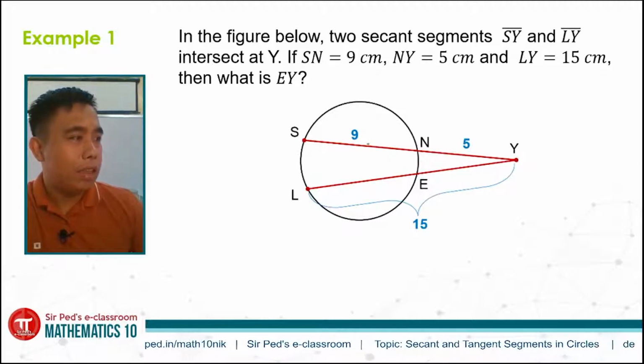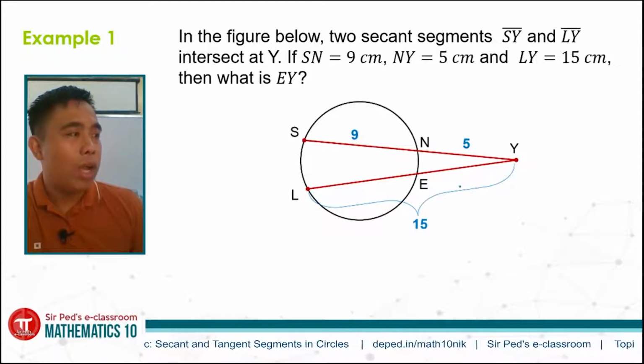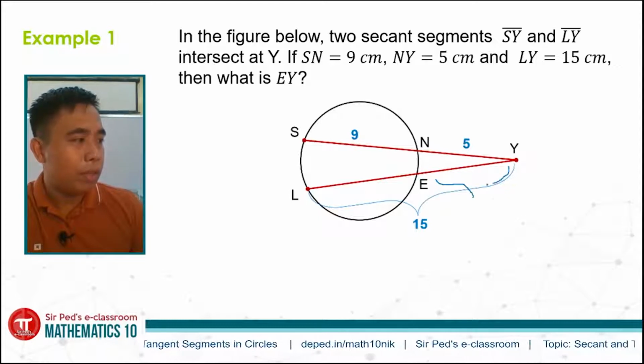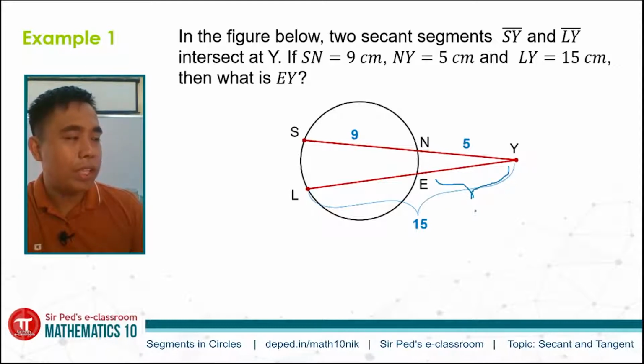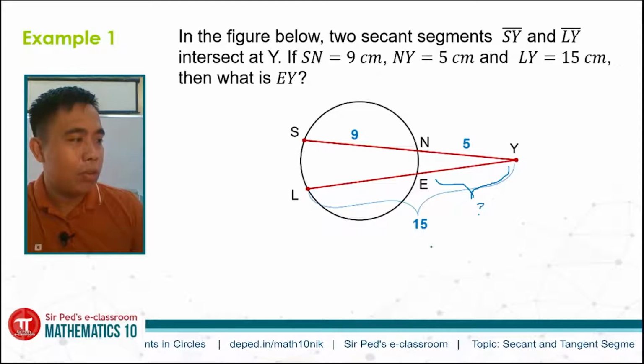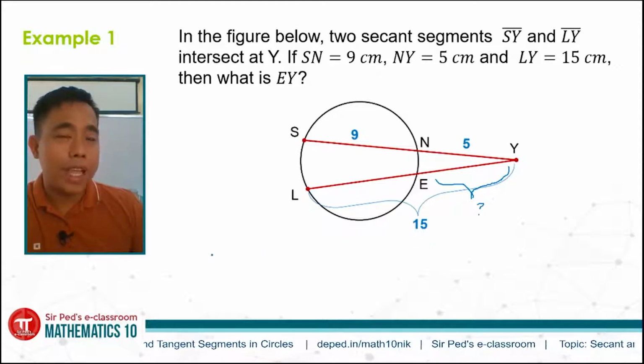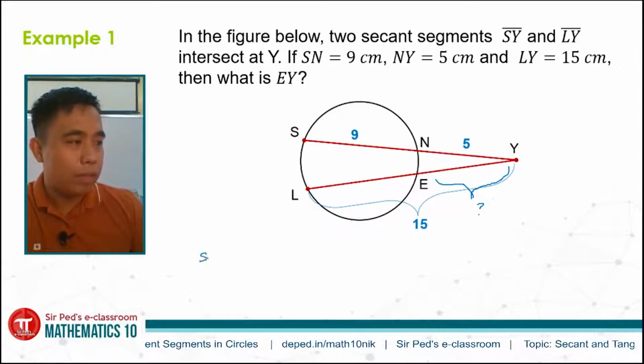If SN is equal to 9 centimeters, the external secant segment NY is equal to 5 centimeters, and LY is equal to 15 centimeters, then what is EY? So we are going to find the length of the external secant segment EY.